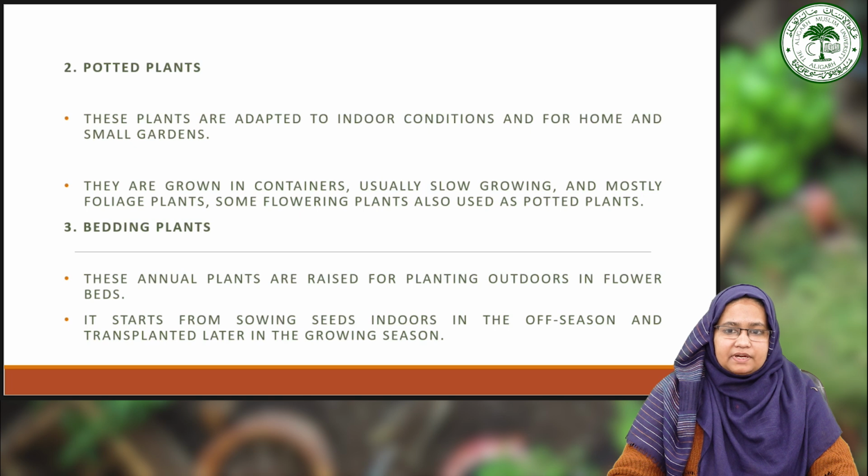The next type of plant is bedding plants. They are annual plants raised for planting outdoors in flower beds. It starts from sowing seed indoors in the off season and transplanting later in the growing season.